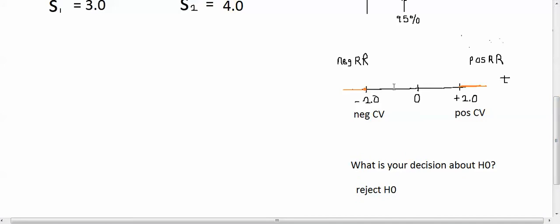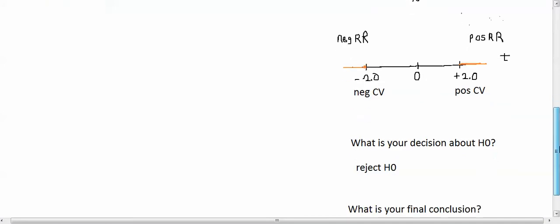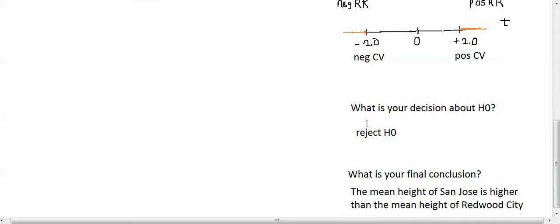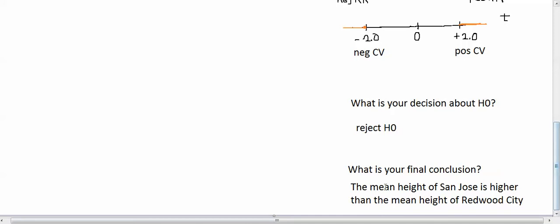And if our t-score had been between the two critical values in the non-rejection region, our decision would have been fail to reject H0, fail to reject the null hypothesis, and the final conclusion would have just been there isn't enough evidence to say that the mean height of San Jose is different than the mean height of Redwood City.